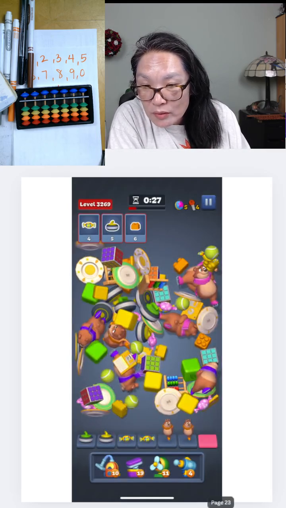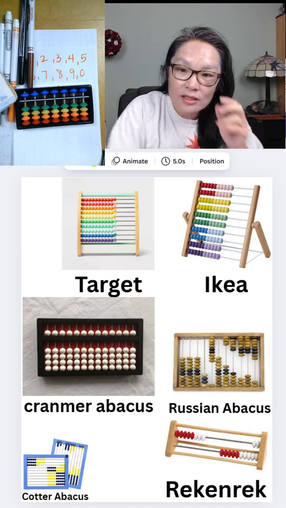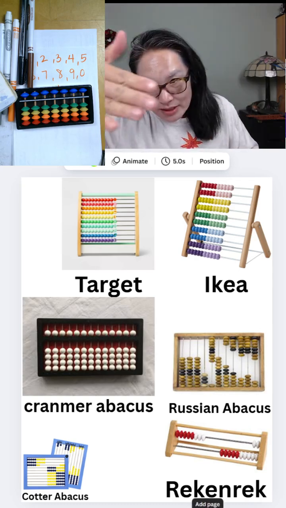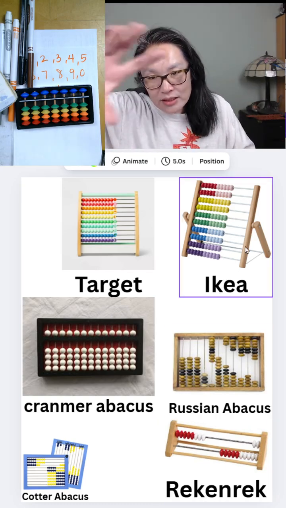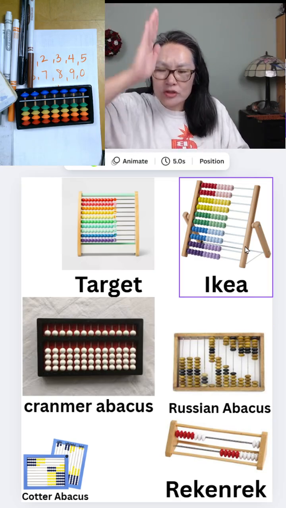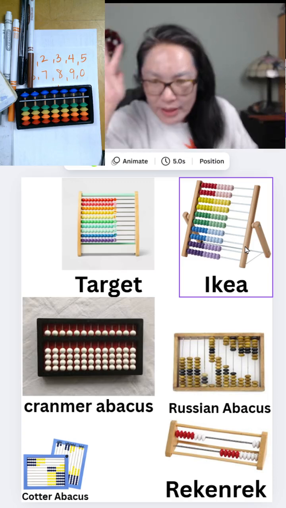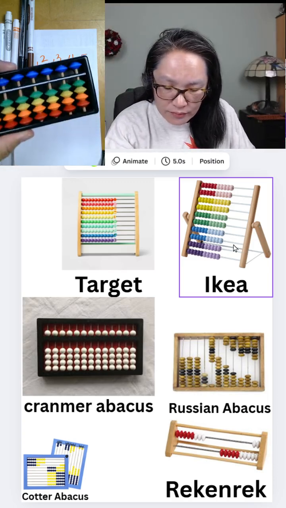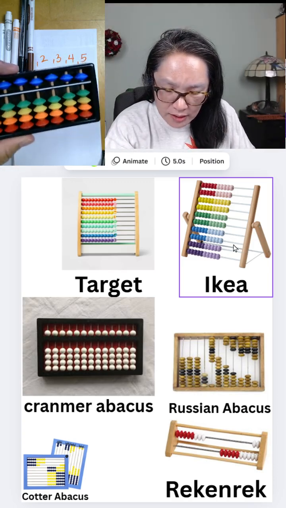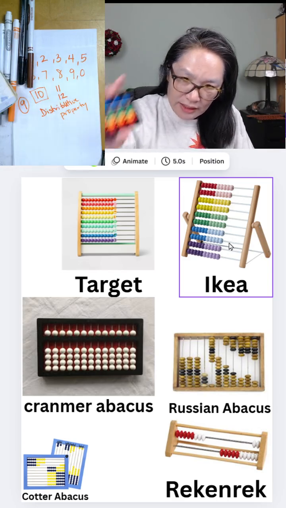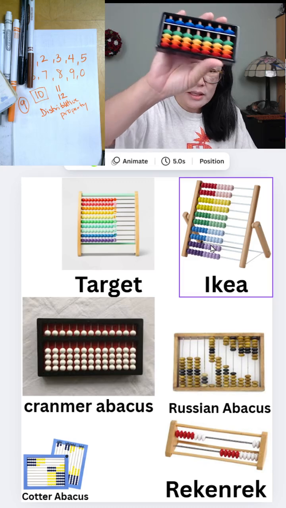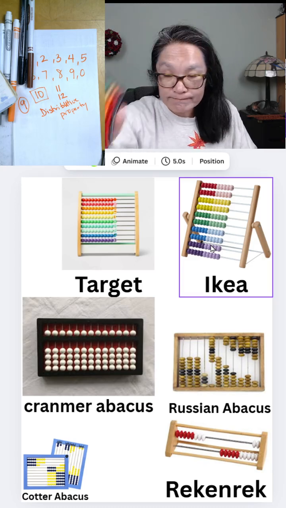So then you might be wondering, how many different types of abacus are there? There is the Target abacus. There's an IKEA abacus. Those are the horizontal ones. And I think it's horizontal so you can stand it upright. But in mainstream, in this abacus, you cannot have it straight up, because of gravity.